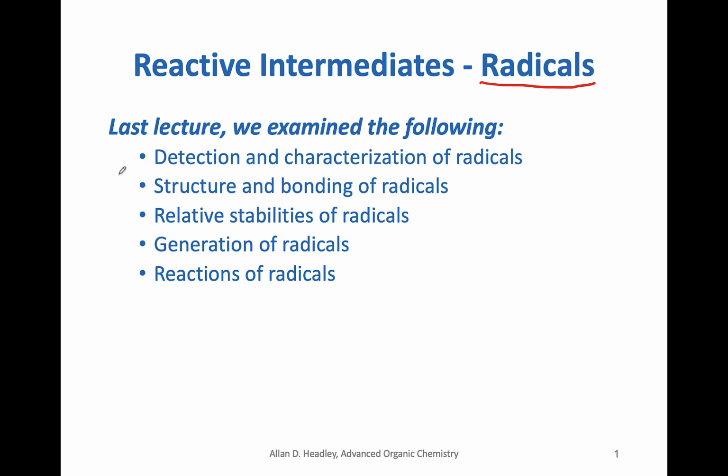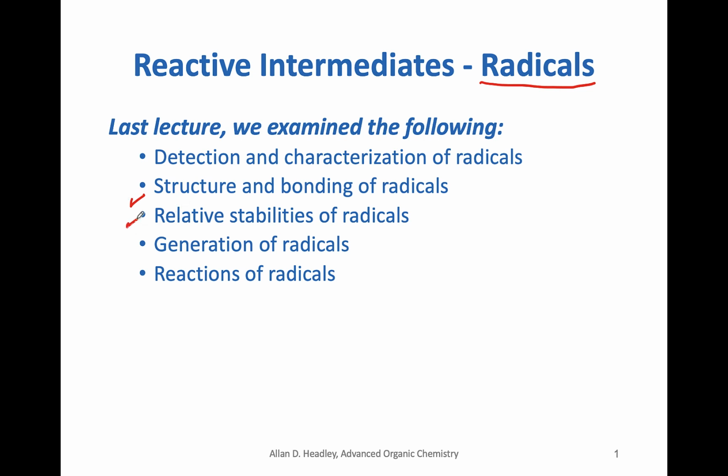Experiments such as electron spin spectroscopy and susceptibility experiments, we can detect radicals. Next, we looked at the structure and bonding of radicals. So we concluded that the methyl radical is definitely sp2, and most carbon radicals are sp2, but based on what's bonded to that carbon, it could look more like an sp3 with that odd electron in an sp3 orbital.